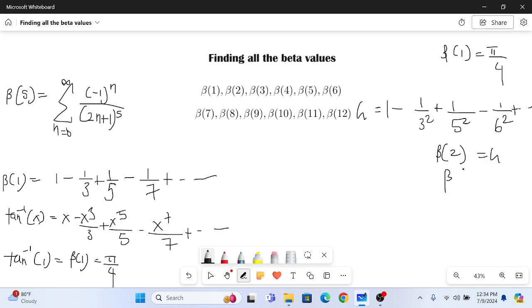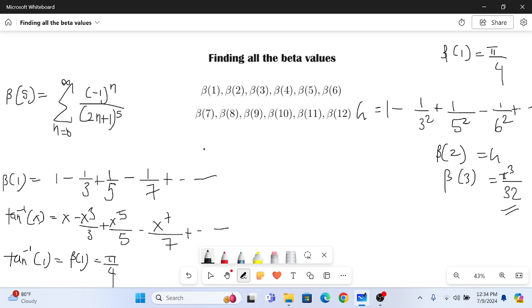Again, beta of 3 comes out to be pi cubed/32. We will find this value later on. And so on, there are values we will try to find out. For odd numbers, it comes out to be perfect answers in terms of pi. For even numbers there will be answers in terms of digamma. We will see why that happens. Okay, so I guess now we are ready to begin.